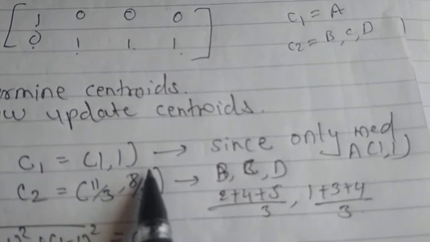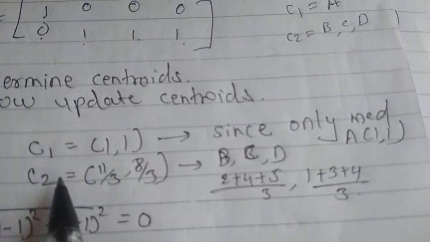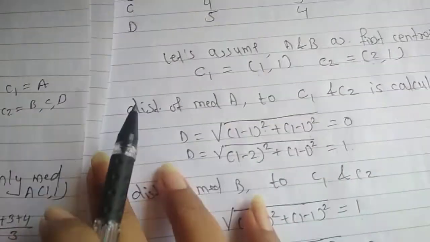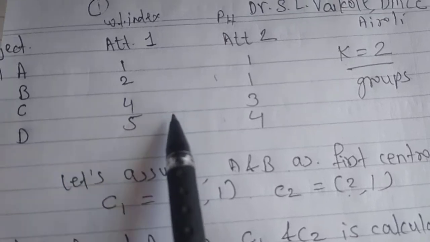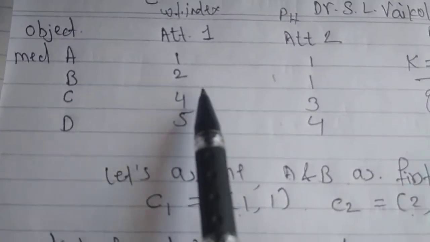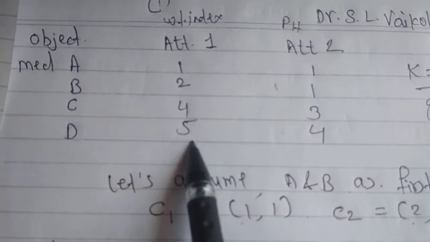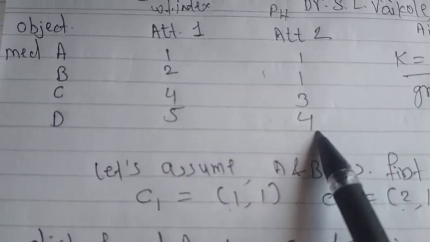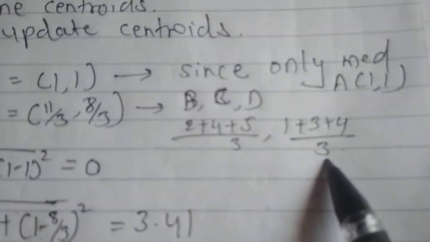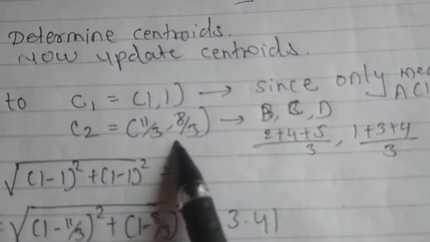Now how is this calculated? Now see here. The cluster 2 contains B, C and D. And the B, C, D are these values. So for the B, C, D, this is 2 plus 4 plus 5 divided by 3, then comma, 1 plus 3 plus 4 divided by 3. So this calculation is represented over here. So you will get this as the centroid.